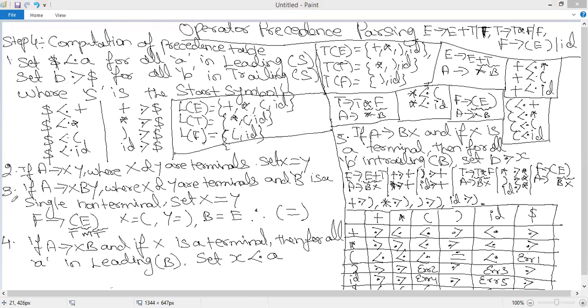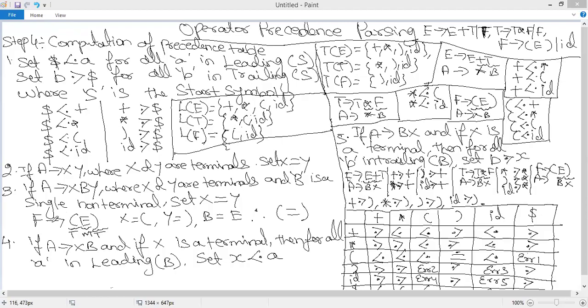So go to rule 3. If A tends to X B Y, where X and Y are terminals and B is a single non-terminal, then in such a case we have to set X equal to Y.